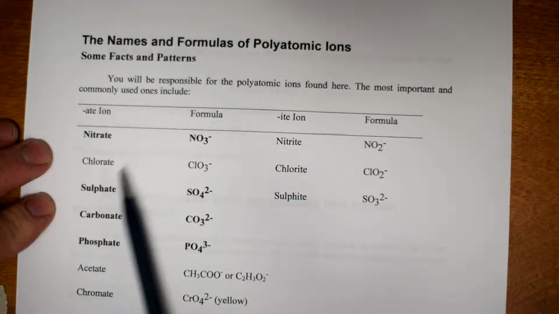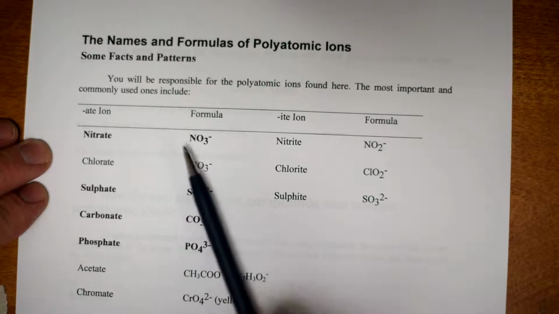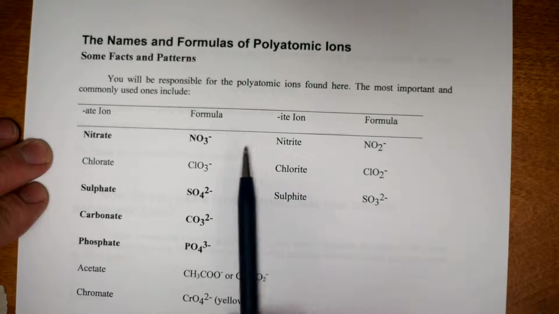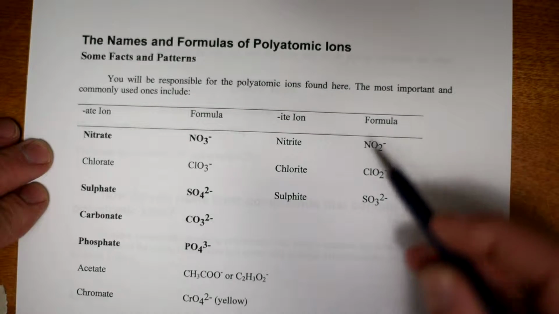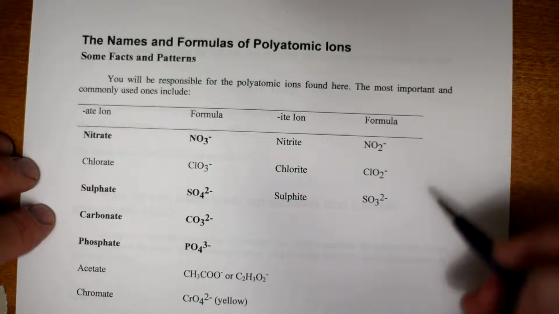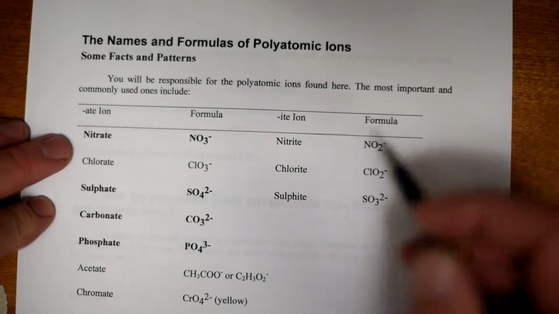So I've divided this table into two groups. We've got the "ate" ions over here on the left-hand side, and we've got a much smaller list over here on the right-hand side of the "ite" ions, and we'll look at some patterns there in a few minutes.